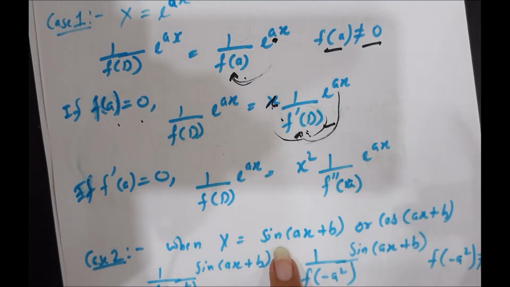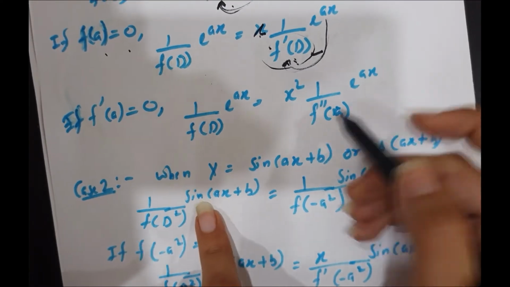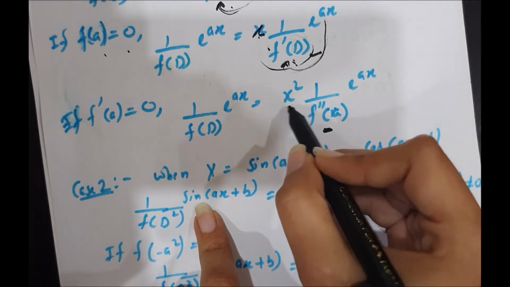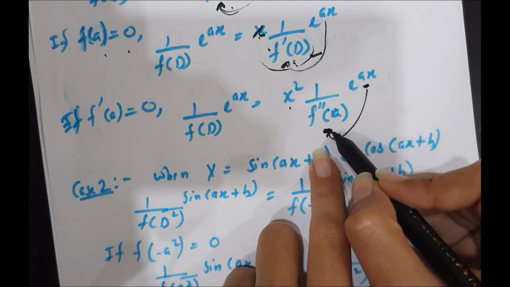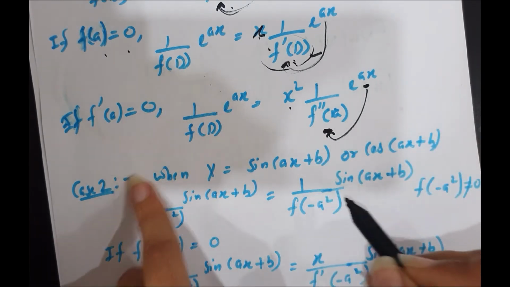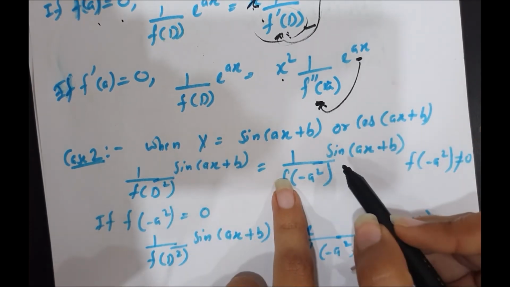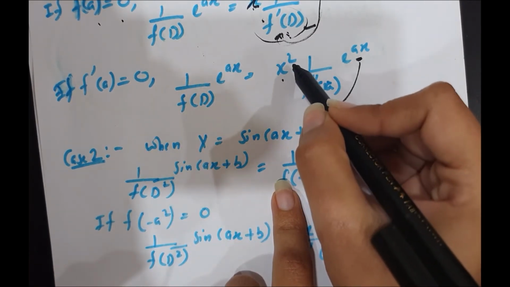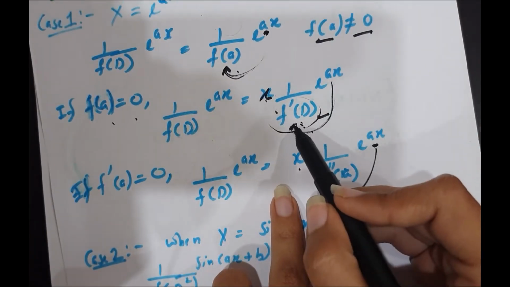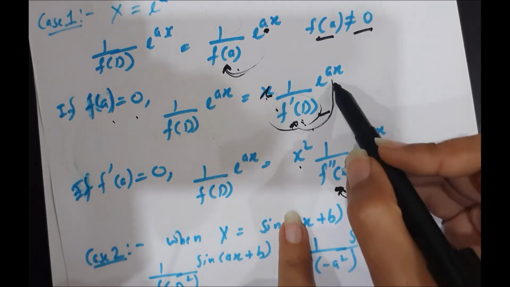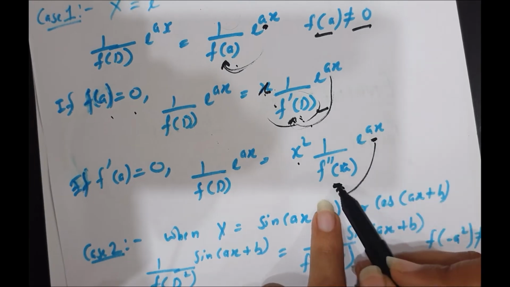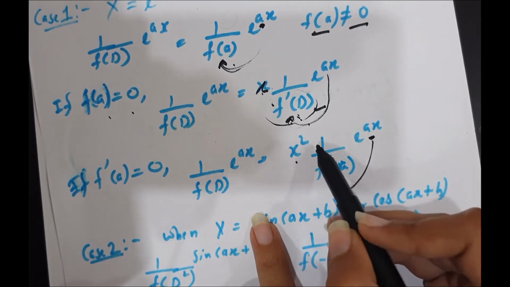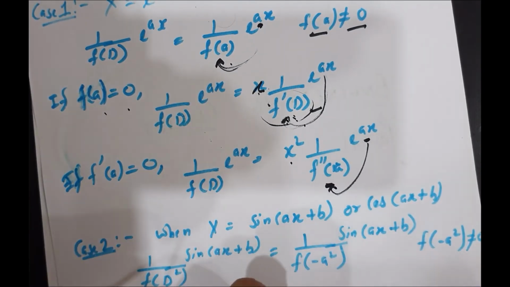If it still comes out to be 0, then we again differentiate it and put x square here and then put the a value on that differentiated function. If it again became 0, then we again differentiate it and put x cube here. The number of times we differentiate a function, that is the power of x we put. First time, x. Second time, x square. Third time, x cube, and so on.